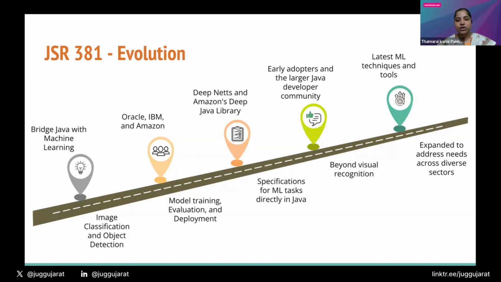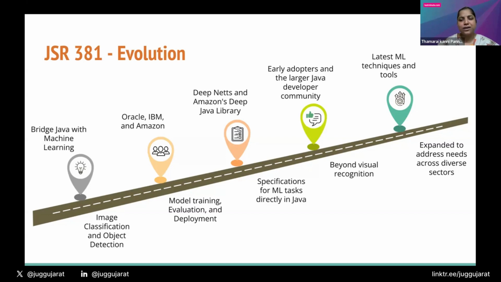With that, they were able to bring in a standard specification for all the ML tasks related to images in the Java language. They then got feedback from early adopters and the large Java developer community, which made them think beyond visual recognition. Now we are in a phase of continuous learning, where we are trying to bring all the ML techniques and tools into the JSR, beyond just the image sector.